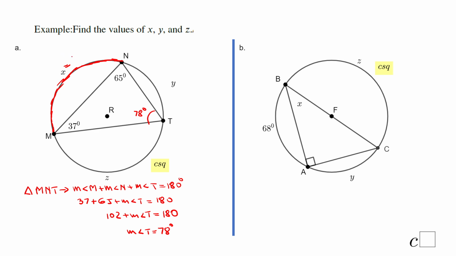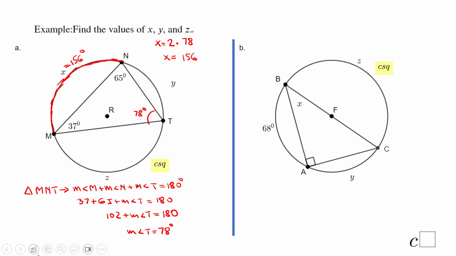So if this angle is 78, how much is this x? And that x, you need to double it. So let me put that here. X will be twice 78, and that will be 156. That is how much that arc is.